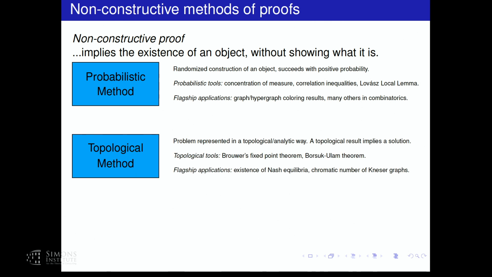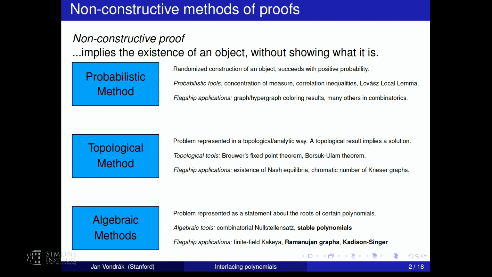Another broad category of methods is the topological one, which maybe has fewer applications in terms of how many we have, but it's also very interesting conceptually. Maybe the most famous example of a topological proof in computer science is the existence of Nash equilibria, which is implied by Brouwer's fixed point theorem. Essentially, you can formulate your problem as a topological problem, and the existence of some fixed point or some topological property implies the solution to your problem. So this is another broad category of non-constructive proofs.